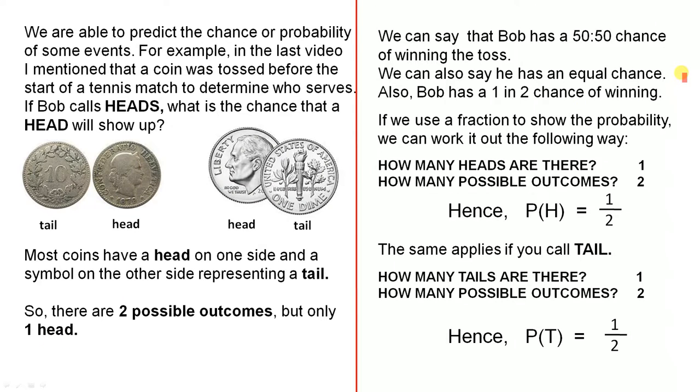We can say that Bob has a 50-50 chance of winning the toss. We can also say he has an equal chance. Also, Bob has a 1 in 2 chance of winning.